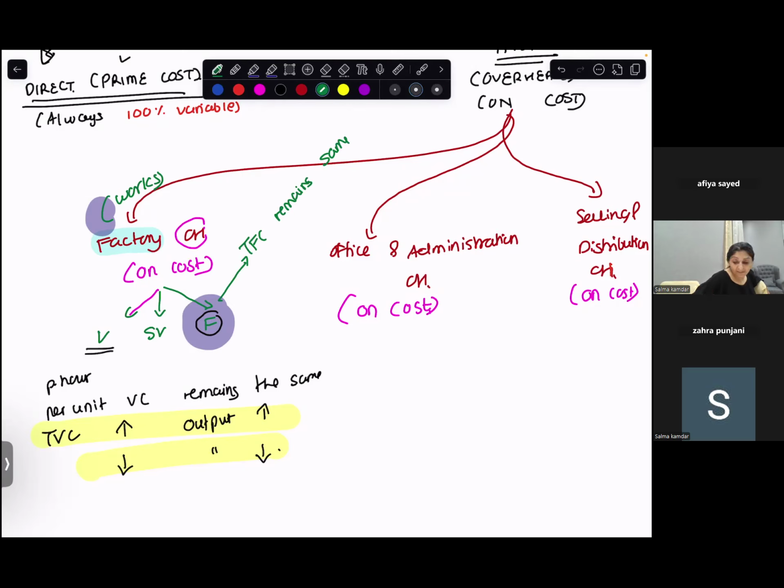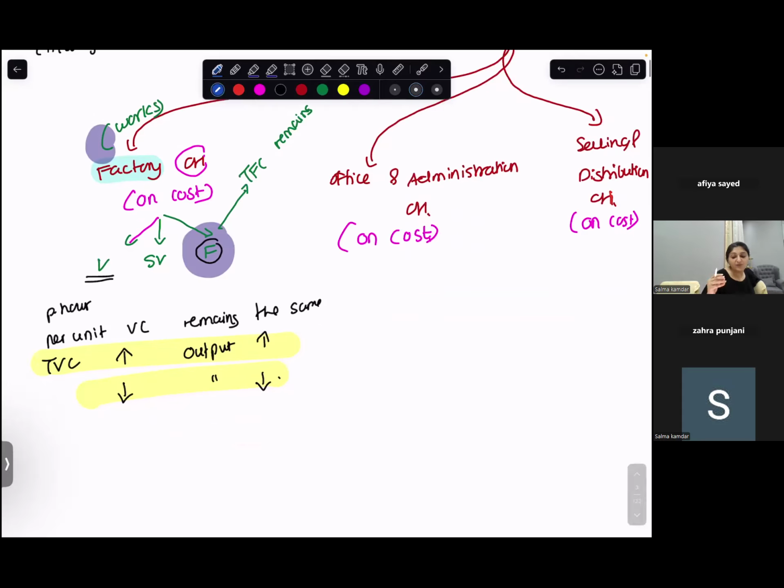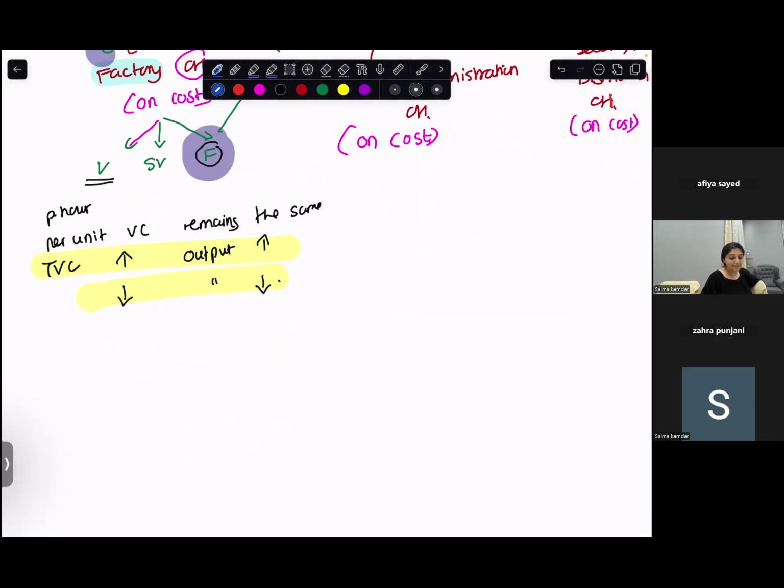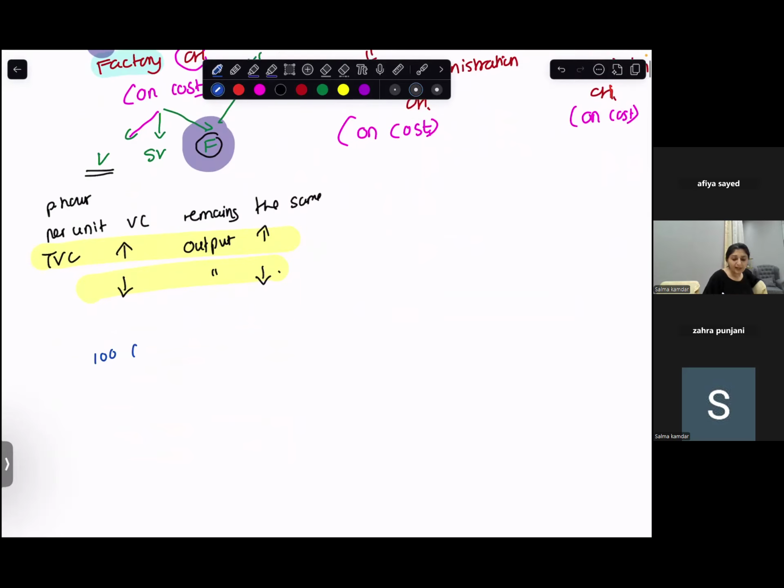And what is semi-variable? Semi-variable is also called a step-up cost. That means a part of it is variable and a part of it is fixed. Say, for example, I would take the example of a courier company. If you courier up to 10 kgs, they are going to charge you, I'd say, $100.